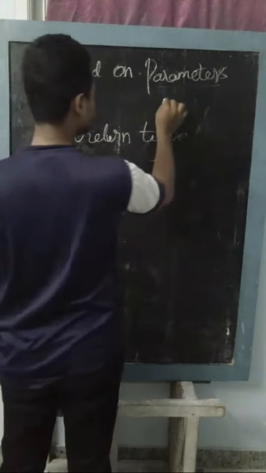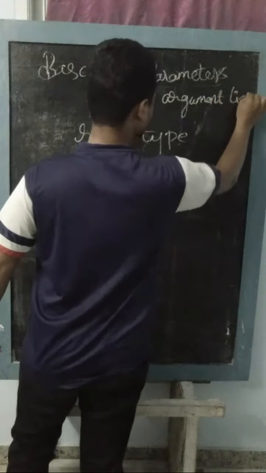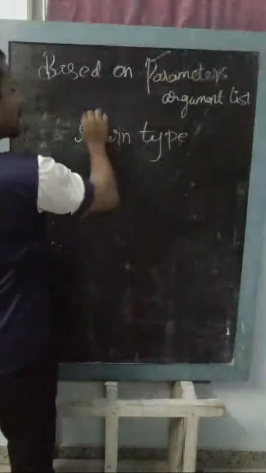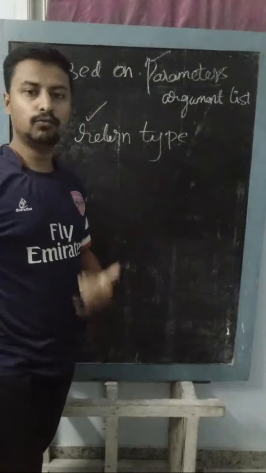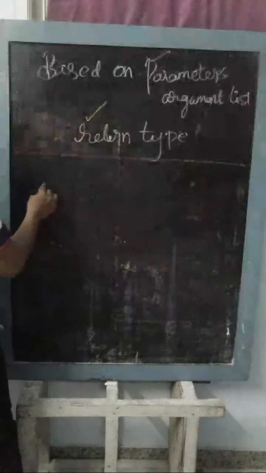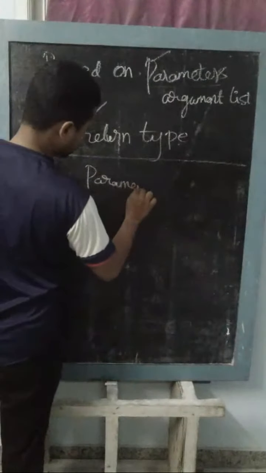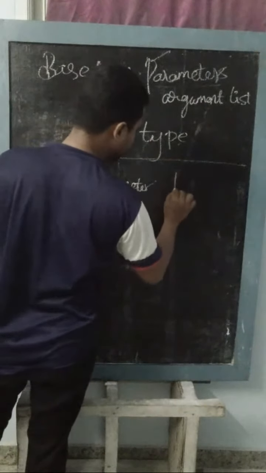Another name of parameter is called argument list. What is another name of parameter? That is argument list. Based on the parameters and return type, we are dividing the function into 4 types.